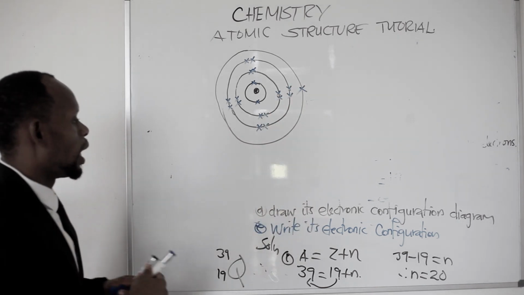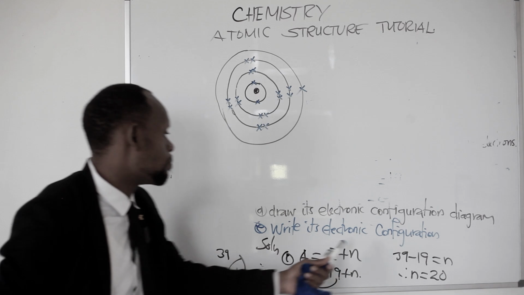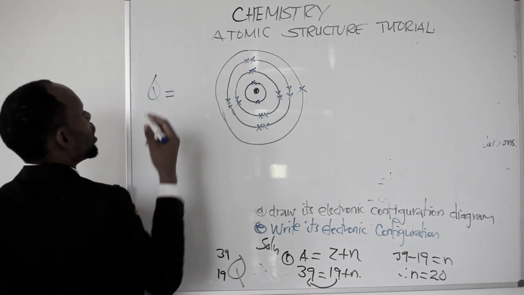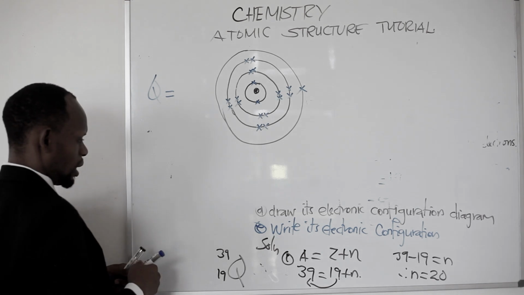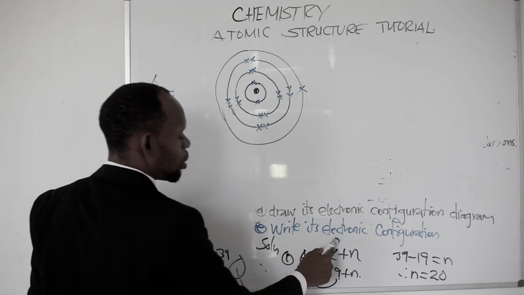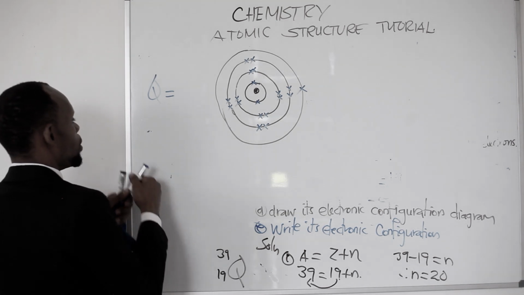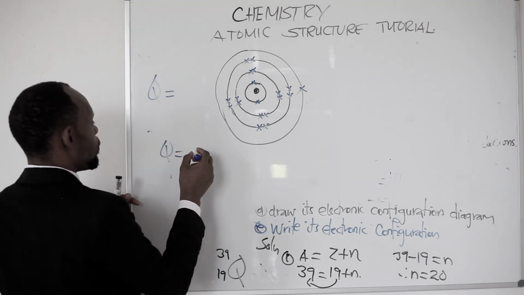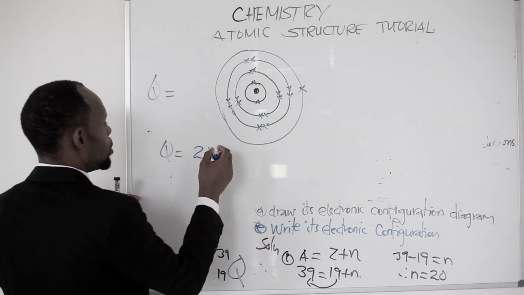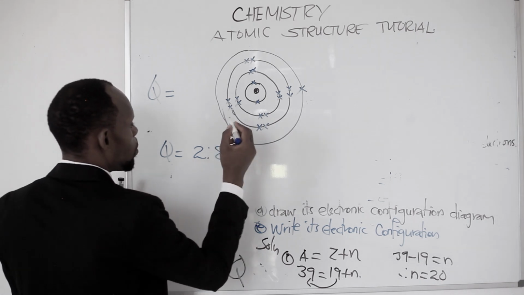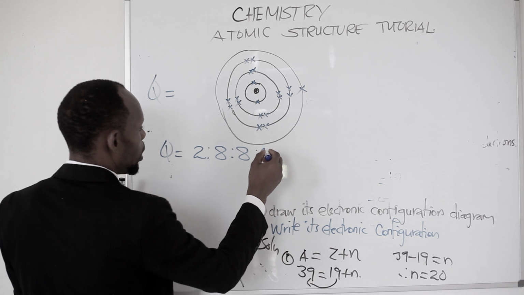So this is the electronic configuration diagram for Q. Q is represented by this. And the last part is to write its electronic configuration. Electronic configuration for Q will be: Q equals, the first shell has 2 electrons, the second shell has 8 electrons, the third shell has 8 electrons, while the fourth one has 1 electron.